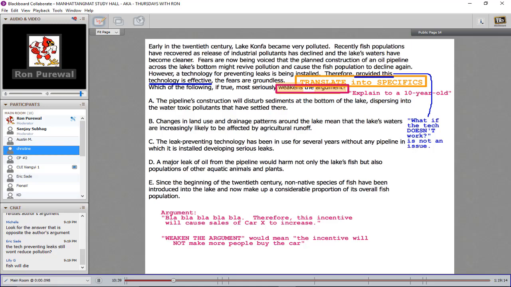So what do we need? Well, we need a reason why pollution would not go down, or like why pollution would actually increase, because their argument is it won't increase, even if we lay down a leak-proof pipe.